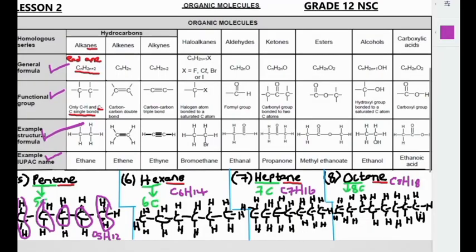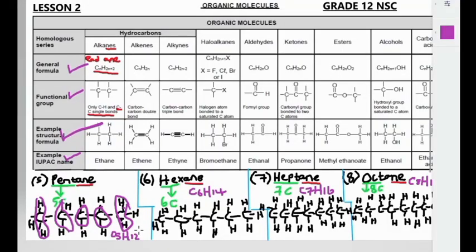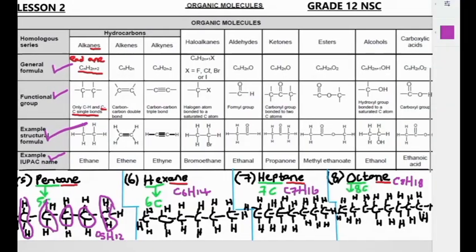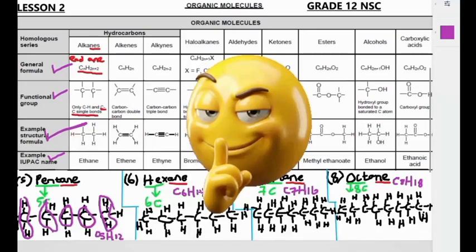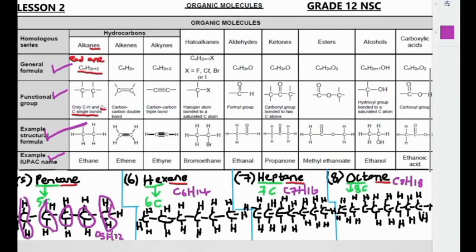Can you see that there is a pattern here from C5H12? 12, 14, 16, 18. This is an arithmetic sequence. If you are doing math, you know the arithmetic sequence has the same common difference, which is 2. 14 minus 12, that's 2. 16 minus 14, that's 2. 18 minus 16, that's 2. So here it forms an arithmetic sequence. That's what we have there, guys.